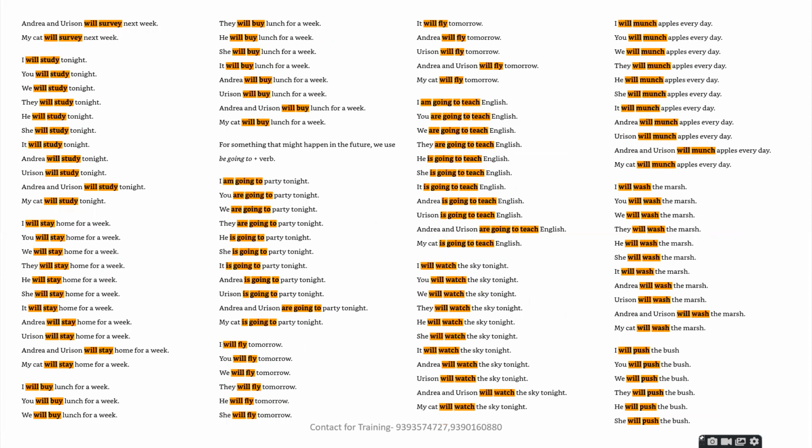Now let's take a look at these sentences. We will land on the moon. She will land on the moon. I will land on the moon. Andrea will wake up at 7 tomorrow. I'll survey next week. I'll stay home for a week. Andrea and Urizen are going to party tonight.